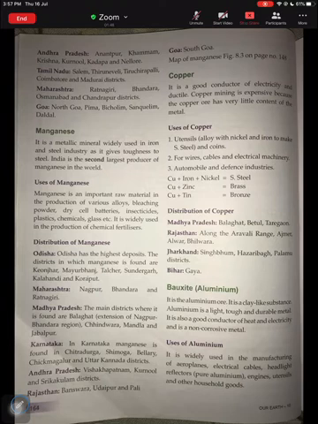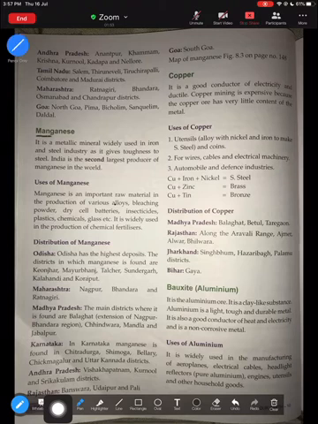Now, first, you must know manganese is basically a metallic mineral which is widely used in the iron and steel industry. Why do we use manganese in the iron and steel industries? Because manganese helps to give toughness to steel. So this is one mineral which helps in giving toughness to the steel. That is why it is most popularly used in the iron and steel industry.